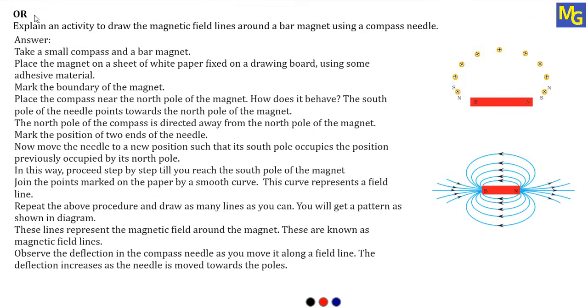We have an internal choice for this question number 9. So we will see the OR option for this. Explain an activity to draw magnetic field lines around a bar magnet using compass needle. So here again we have to explain one of the activities where we are going to show the formation of magnetic field lines around a bar magnet by using a magnetic compass needle.